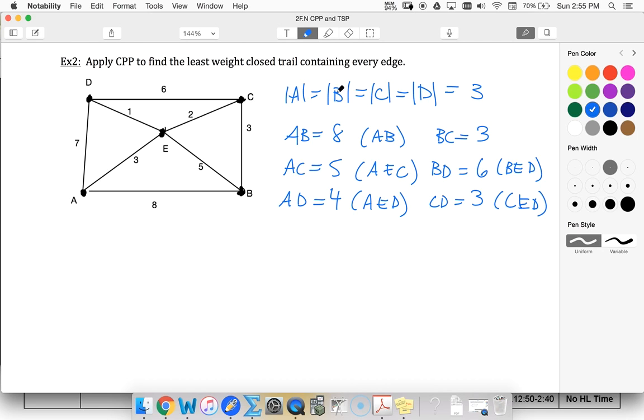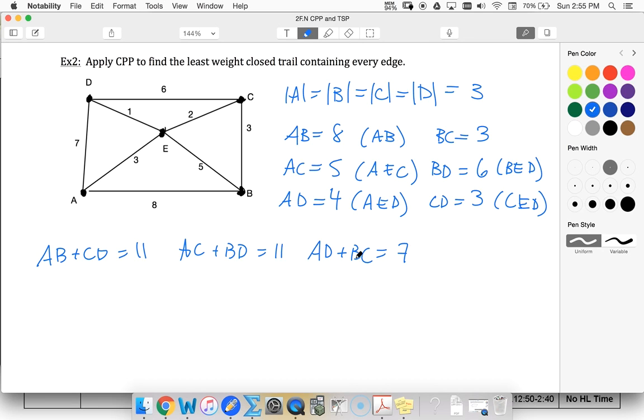Okay, so now I need to cover all 4 of these vertices. So I would like to find 2 pairs that cover those 4 vertices. So I could look at AB and CD. That has a weight of 11. I could also look at AC and BD. That also has a weight of 11. AD and BC has a weight of 7.